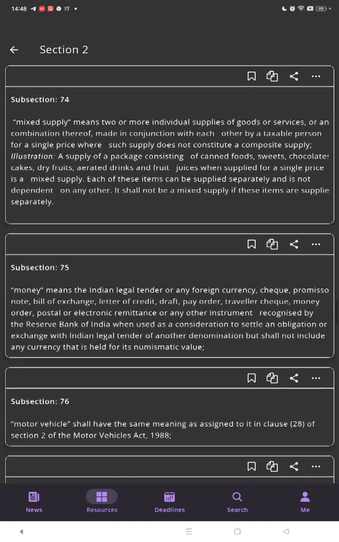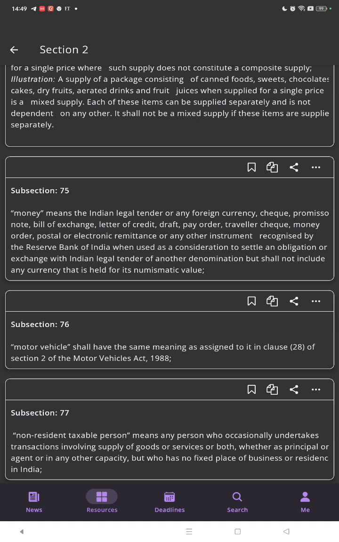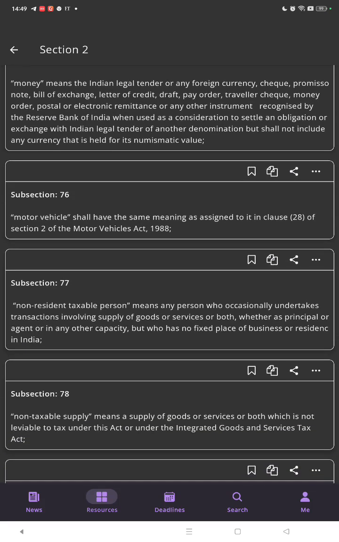Subsection 75. Money means the Indian legal tender or any foreign currency, cheque, promissory note, bills of exchange, letter of credit, draft, pay order, traveler's cheque, money order, postal or electronic remittance, or any other instrument recognized by the RBI when used as consideration to settle an obligation or exchange with the Indian legal tender of another denomination, but shall not include any currency that is held for its numismatic value. Subsection 76. Motor vehicle shall have the same meaning as assigned to it in clause 28 of section 2 of the Motor Vehicles Act 1988.